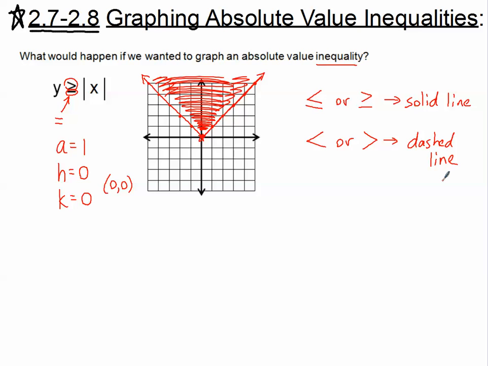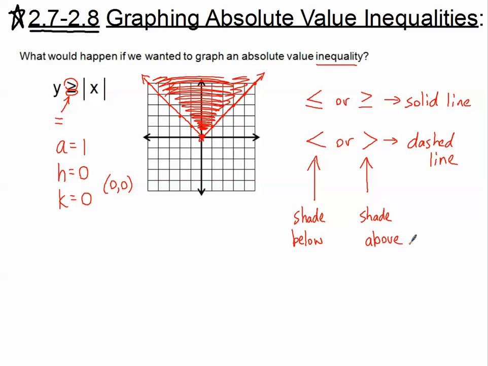And I'll show you that on the next example. So you do have to watch out for your symbols. If you do have the equal to part, you can use a solid line. If you don't have the equal to part, then we're going to use a dashed line. And if it's one of these, the less than or equal to or less than, we shade below, because that's where the less thans would be. And if it's a greater than or equal to or a greater than, then we shade above.